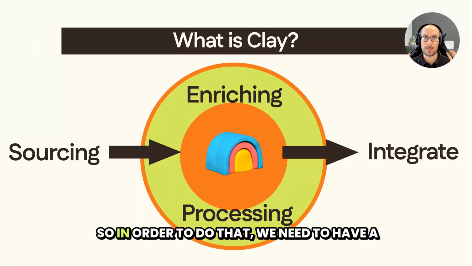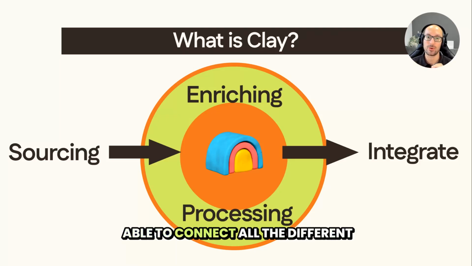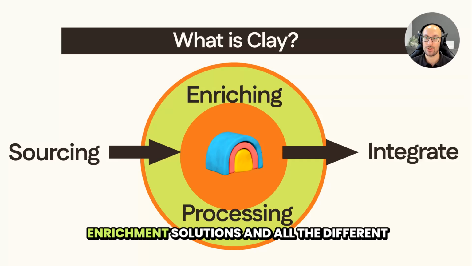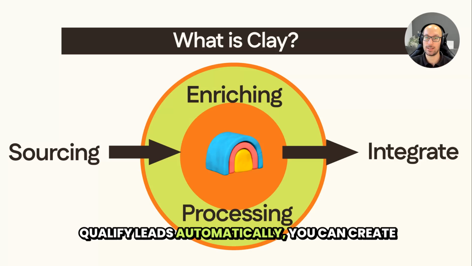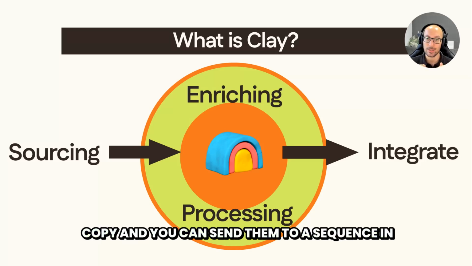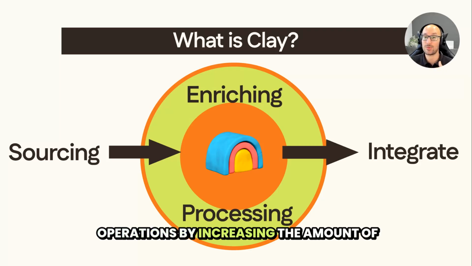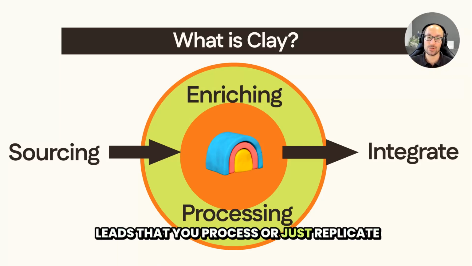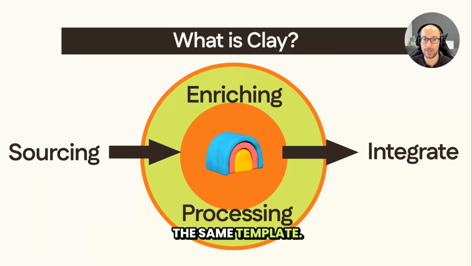So in order to do that, we need to have a strong system, a meta system that will be able to connect all the different enrichment solutions and all the different data points. So you can qualify leads automatically, you can create copy, and you can send them to a sequence in no time, and be able to scale those operations by increasing the amount of leads that you process, or just replicating the template and adding different ICPs to the same template.